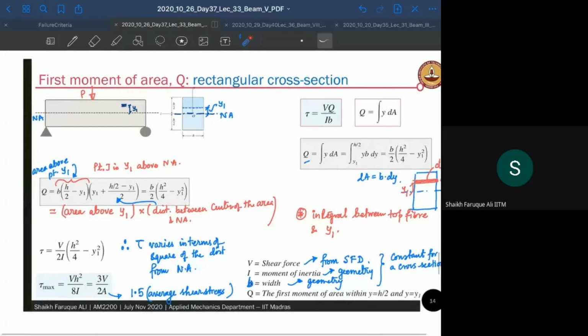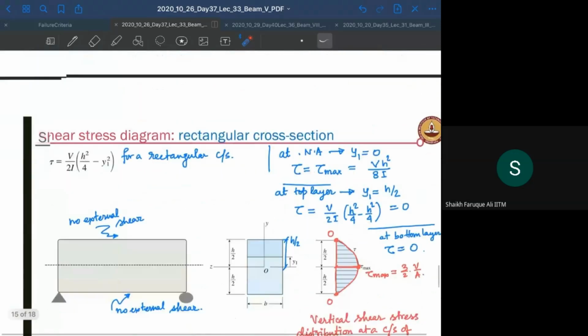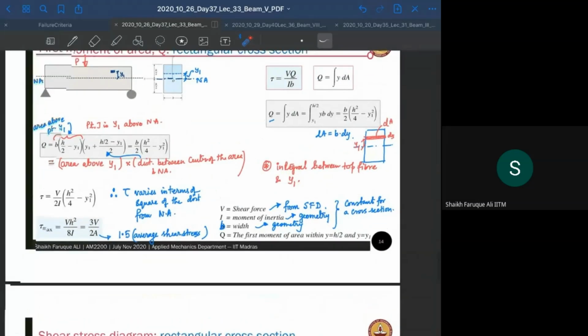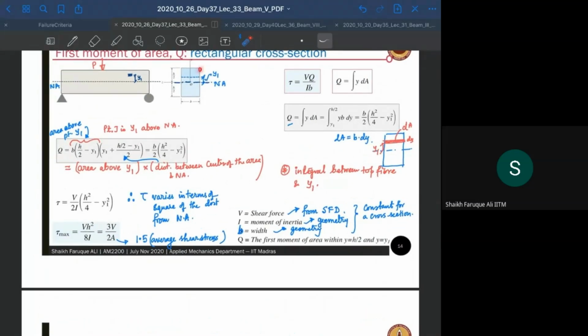So it is written here, area above y1 into distance between the centroid of the area and the neutral axis. That's what your Q is. Okay. Right. So now if you do the integration, you will get a distribution which will be parabolic, 0 here and 0 here and like this. And it is going to be maximum at what point? When y1 is going to be 0, right?